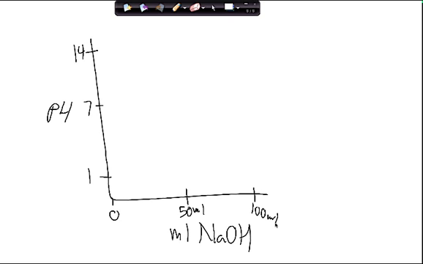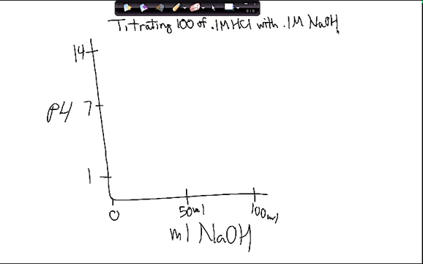And then, guys, across the top, you may want to title this: Titrating 100 milliliters of 0.1 molar HCl with 0.1 molar NaOH.